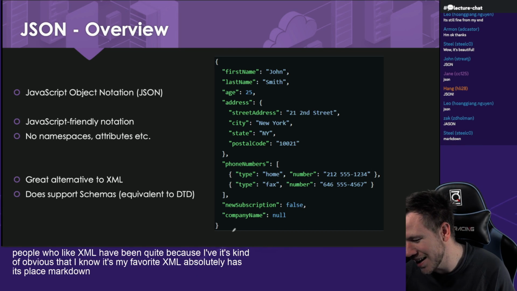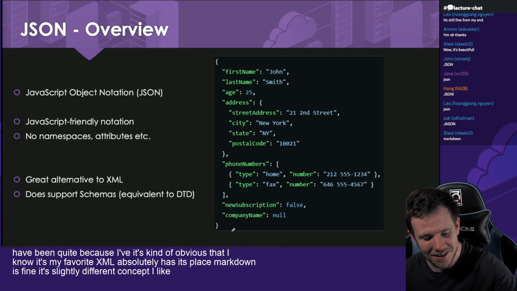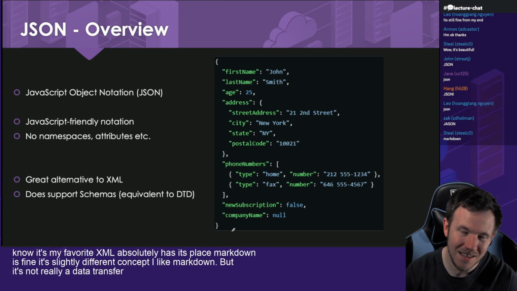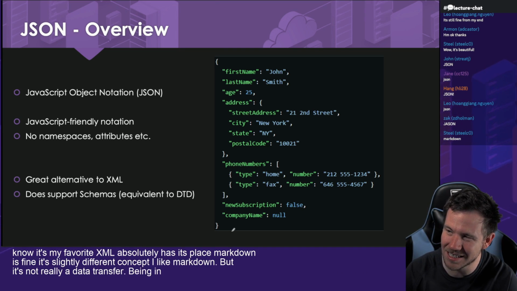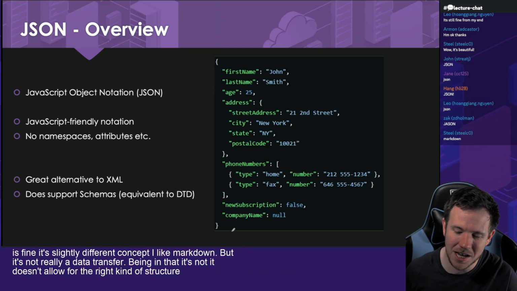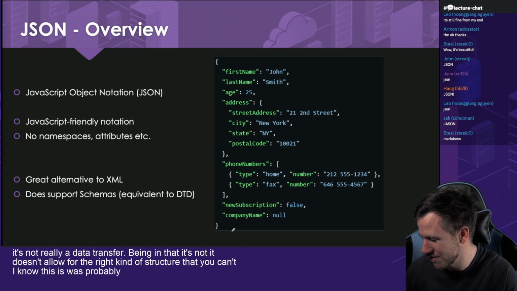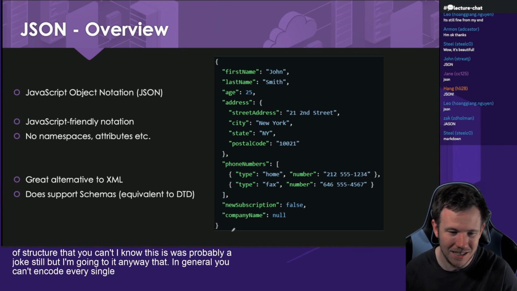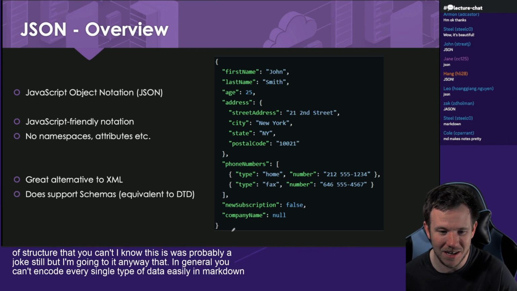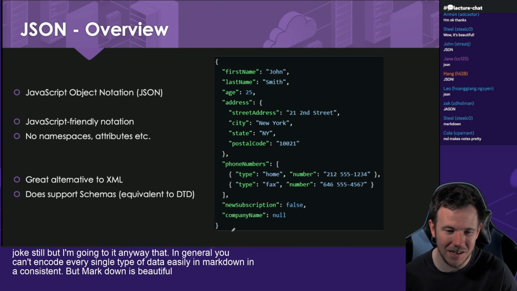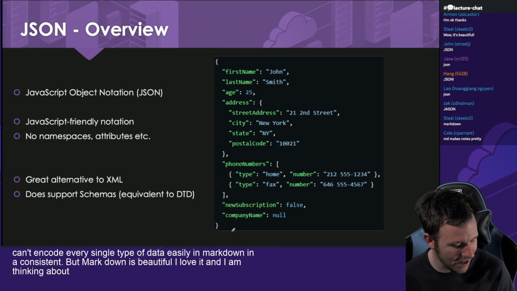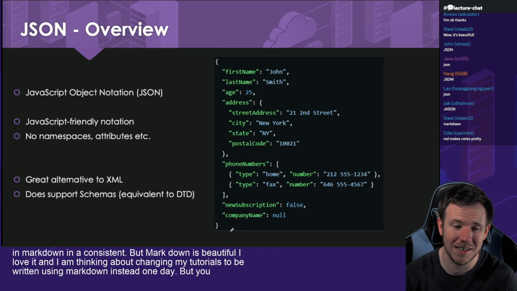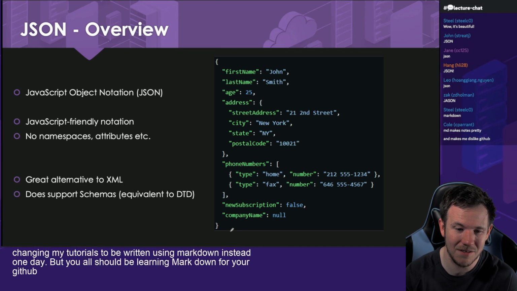Markdown is fine. It's a slightly different concept. I like Markdown, but it's not really a data transfer thing in that it doesn't allow for the right kind of structure. I know this was probably a joke still, but I'll go into it anyway: in general, you can't encode every single type of data easily in Markdown in a consistent way. But Markdown is beautiful. I love it, and I am thinking about changing my tutorials to be written using Markdown one day. But you all should be learning Markdown for your GitHub README files anyway.